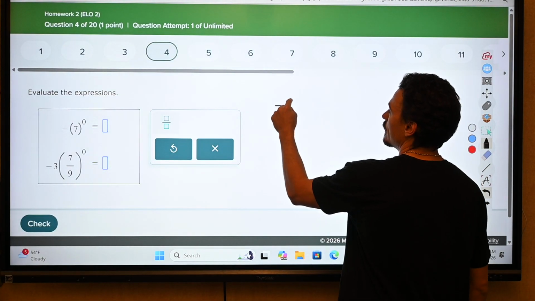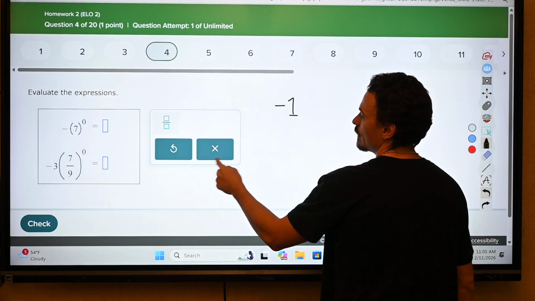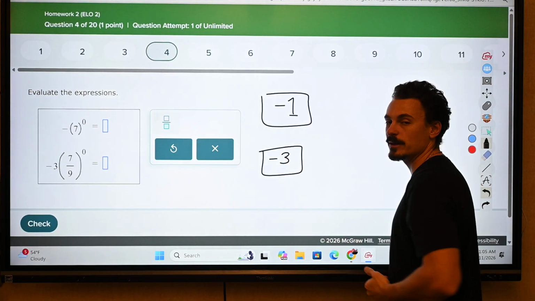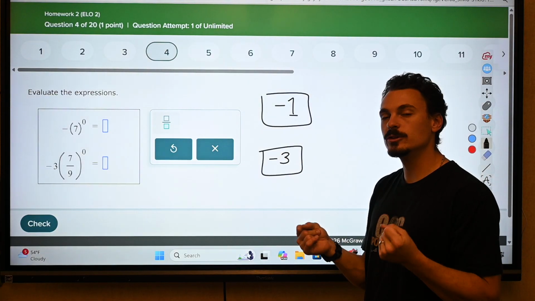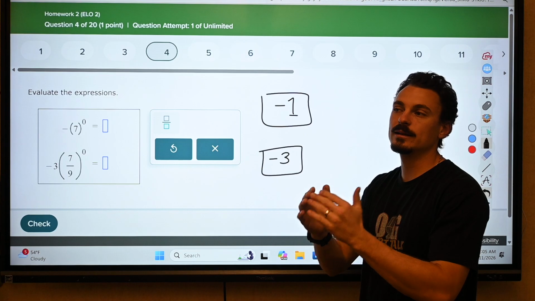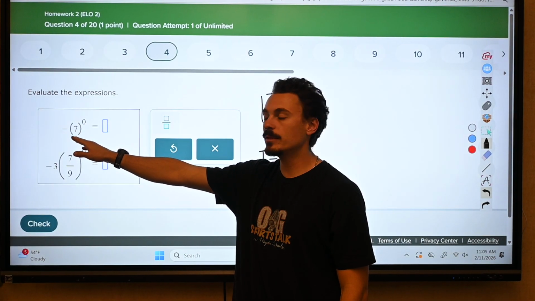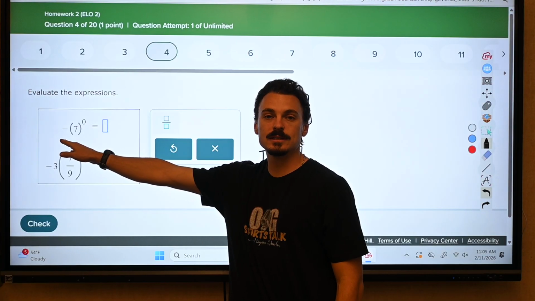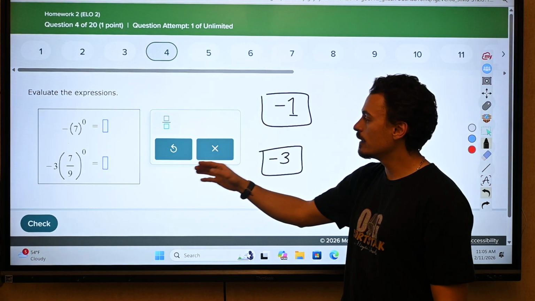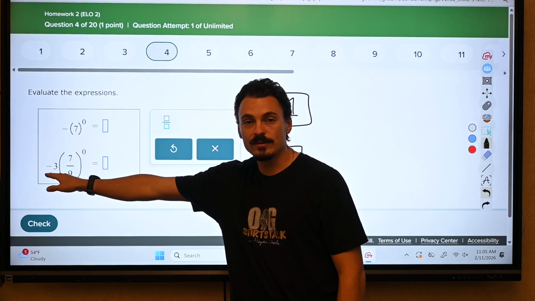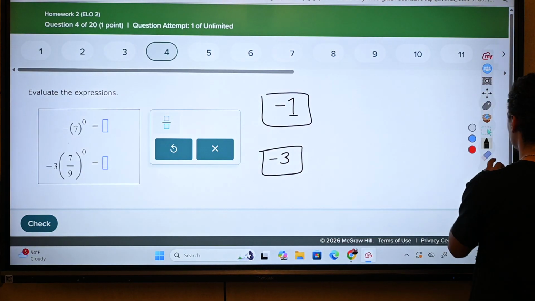Right, so this one is negative 1 and negative 3. Top answer, bottom answer. How do I do that so fast? You have to be able to recognize structure. I have anything to the power of 0 is 1, but then the negative's on the outside, so it gets attached to the 1. Here, anything to the power of 0 is 1. 1 multiplied with negative 3 is negative 3.